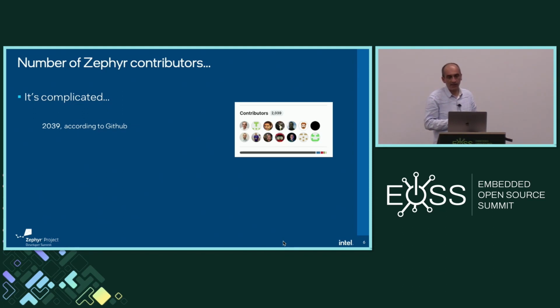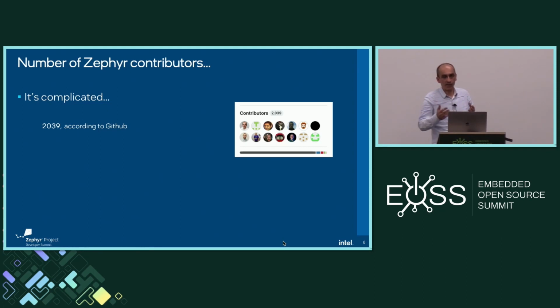Obviously, that does not mean that at any given time we have 2,000 contributors, but over the life of the project, over 2,000 people actually worked on the project, contributed in one way or another. In this case, it's going to be a commit.